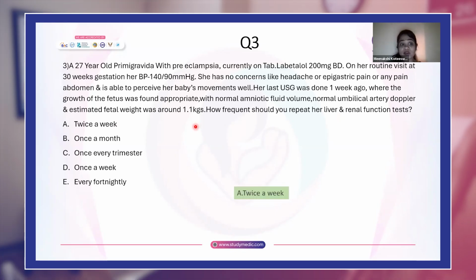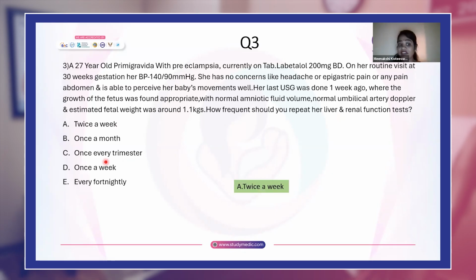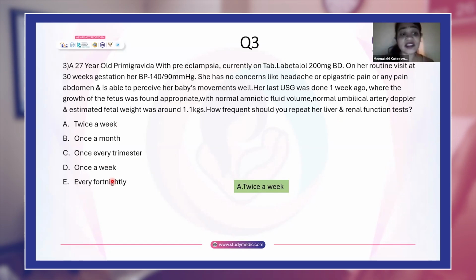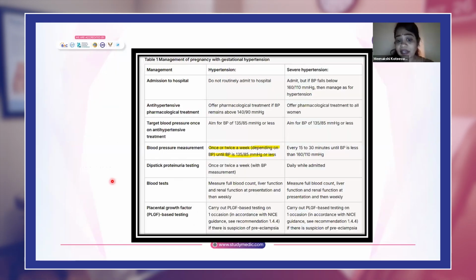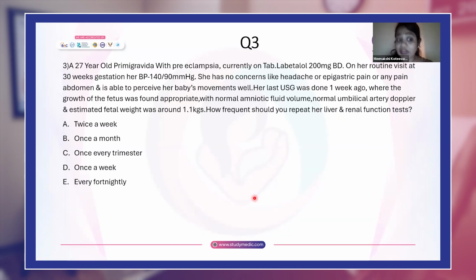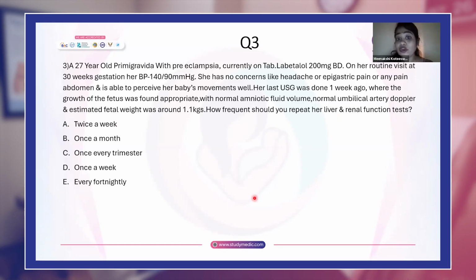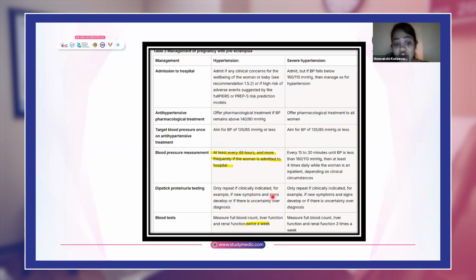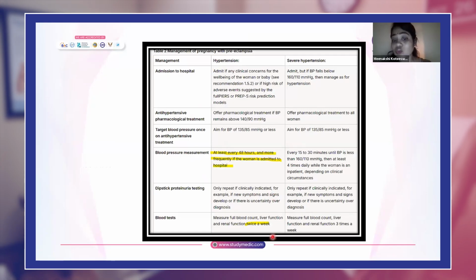So if you can look at this, whether it's twice a week, once a month, once in every trimester, once a week, or every fortnight. If you know that it's gestational hypertension, as you have already seen, the blood test would be measured initially at presentation, and then you would be doing it every week. But now you know that this is a pre-eclampsia case. So therefore, you will have to be measuring the blood test at least twice a week.